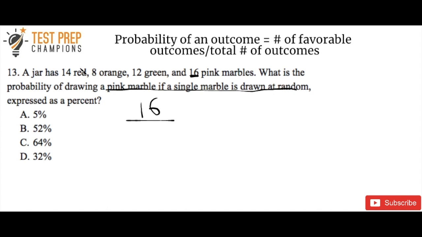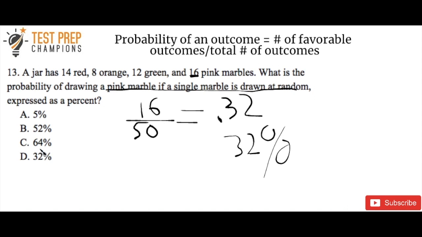So we're going to add all these numbers up here. So we're going to do 14 plus 8 plus 12 plus 16. I'm going to do this in my calculator. You can do it too. 14 plus 8 plus 12 plus 16. So we add these all up, and that's going to give us 50. All right, so we do 16 divided by 50, and I did that in my calculator, and I got 0.32. So now 0.32 expressed as a percent is just 32%. All right, so answer choice D is the correct answer here.